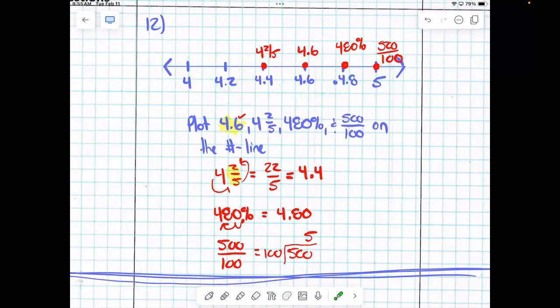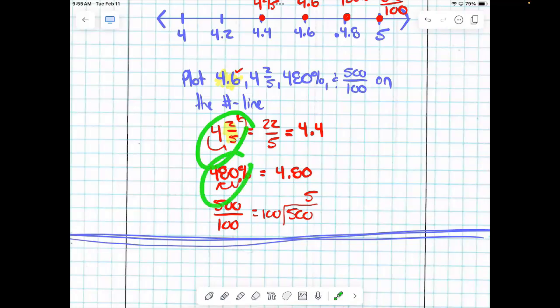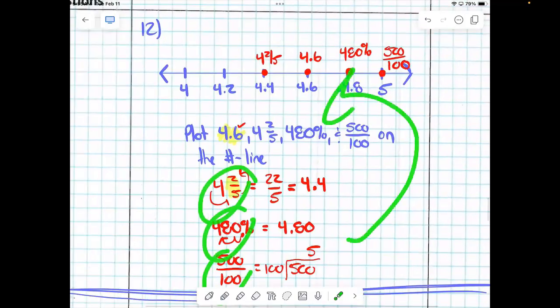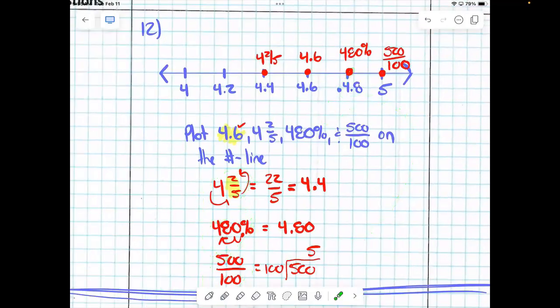Ultimately, then we took all of our numbers and we converted them to decimal form so that it matched the number line, yeah? Yeah. We good? Yeah.